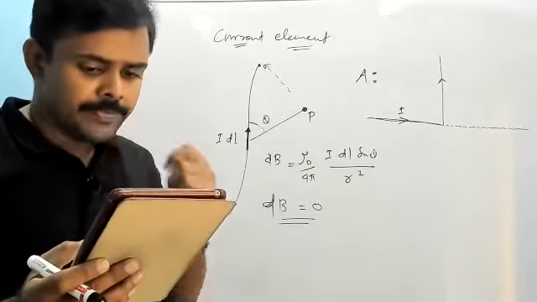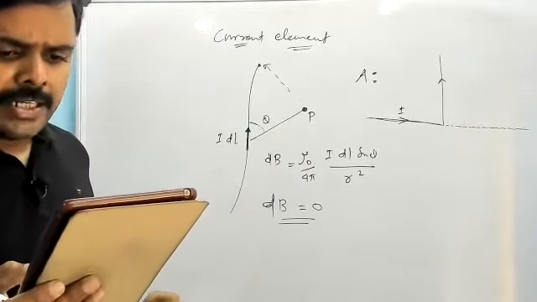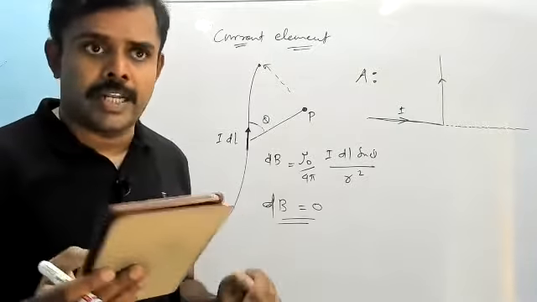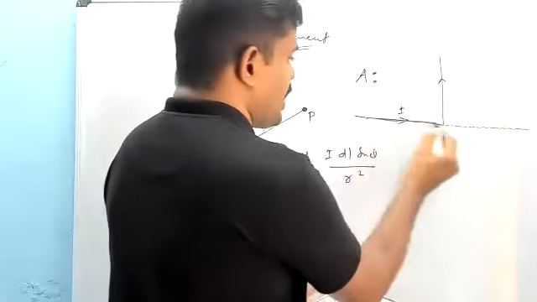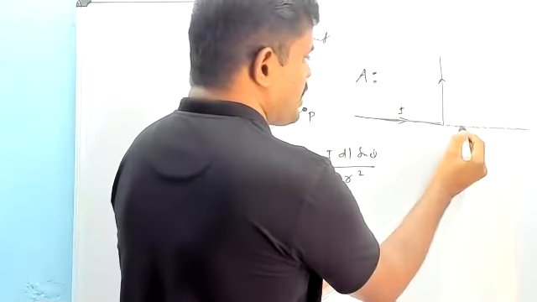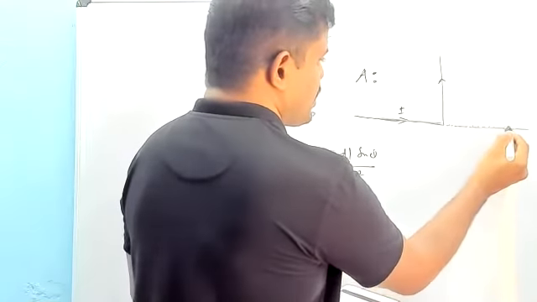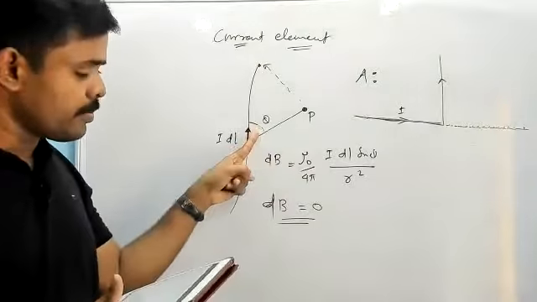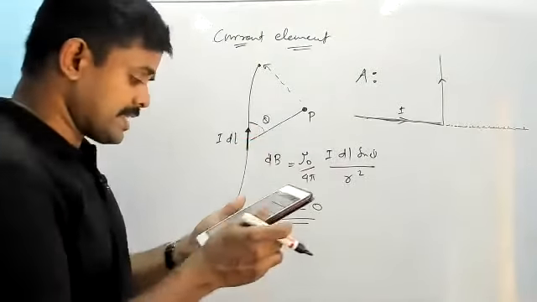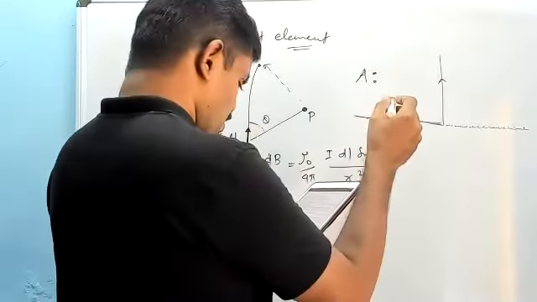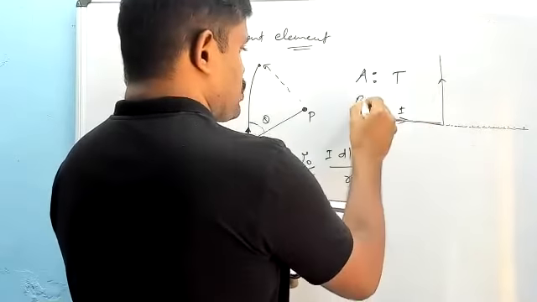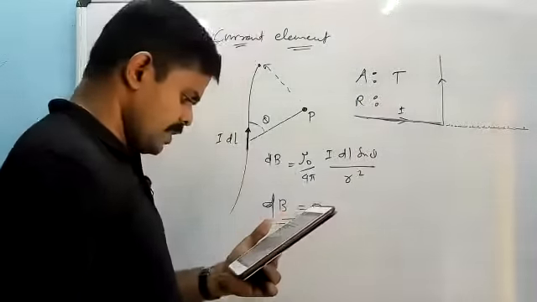Question number 19. When the observation point lies along the length, wherever it is, along the length means theta would be 0, field would be 0. So the assertion statement is true. When the observation point lies along the length of the element, magnetic field is 0. Assertion is true. How about the reason?